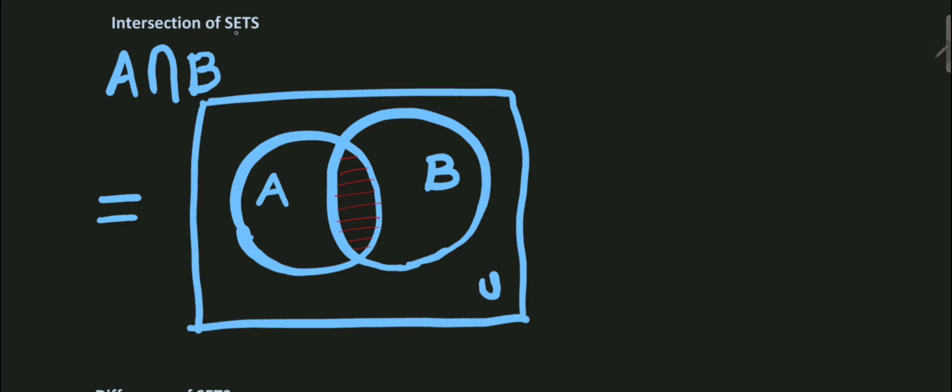Now intersection of sets means, let's say A intersection B, only those areas that share a common portion between A and B become the intersection of sets. Only the elements present in this area will become the answer for A intersection B.